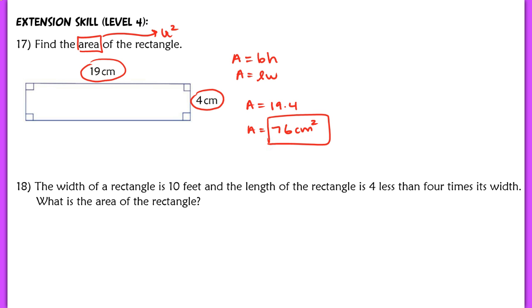Now the last question that we'll work on together, number 18, is pretty similar to a question that we already saw. Here they tell you that the width of a rectangle is 10 feet and the length of the rectangle is 4 less than 4 times its width. So let's draw a picture first.